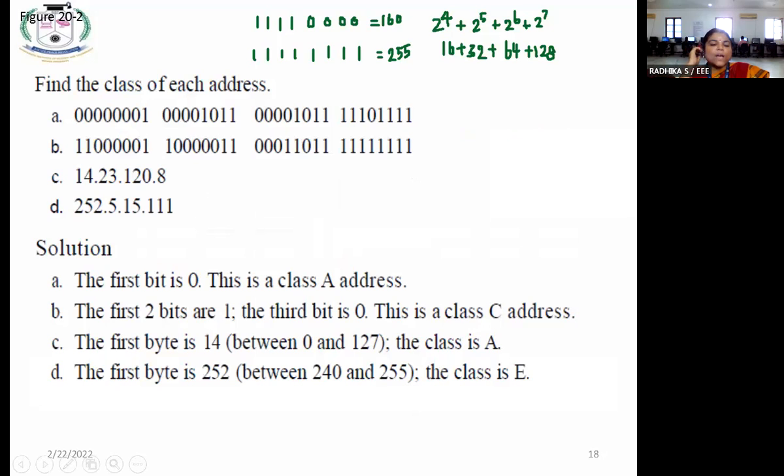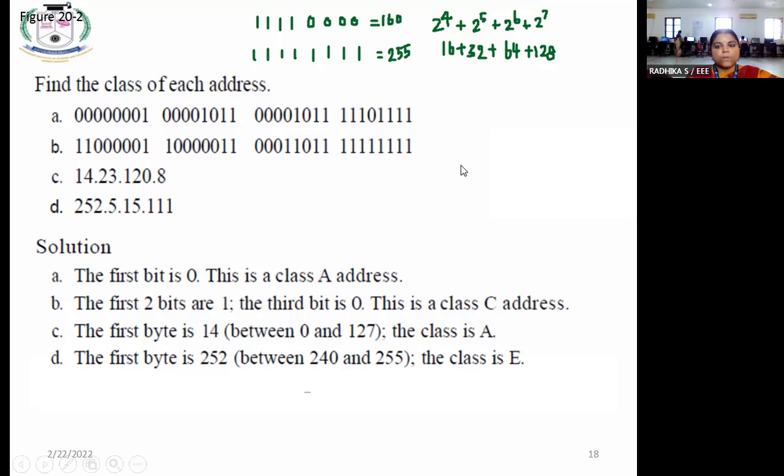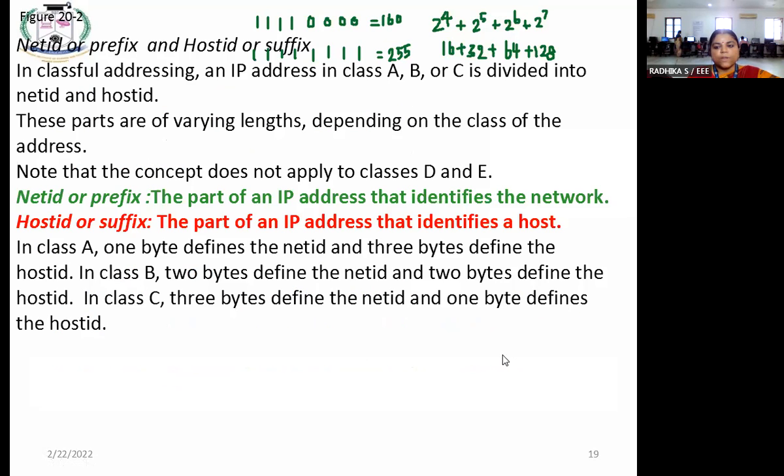So 252 falls in this range. If you convert it, 252 is a number that belongs to class E. If you go for class D or class C, it will not be in this range. So I can make out from the first byte of the decimal notation that it belongs to class E. Do you understand? Is it clear? Yes, ma'am. Okay. So moving further.